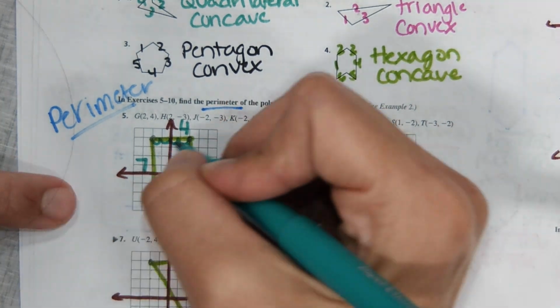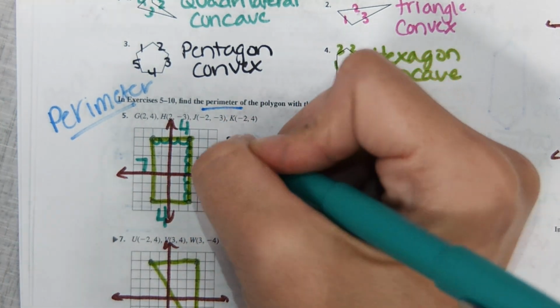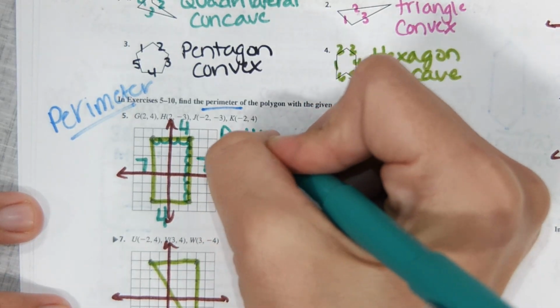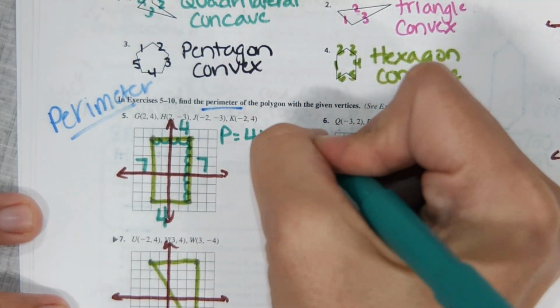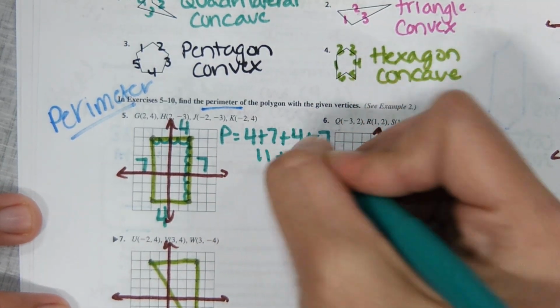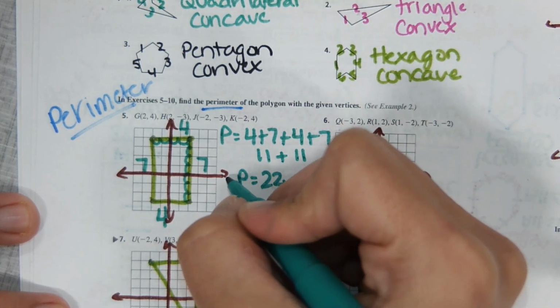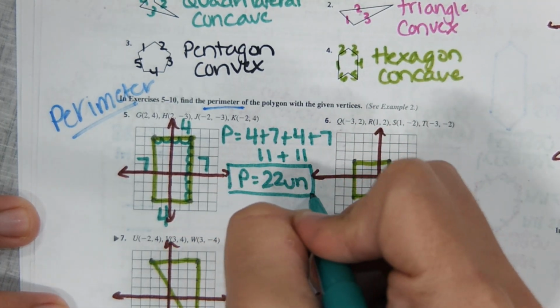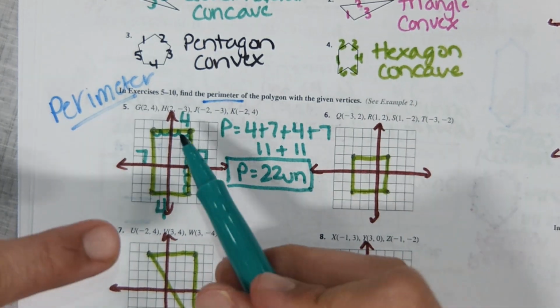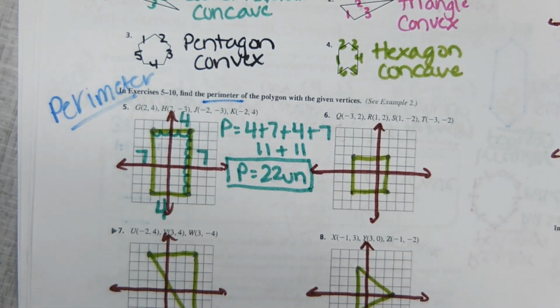And then to find the perimeter, we just add up all the side lengths. So perimeter is 4 plus 7 plus 4 plus 7. 11 plus 11 is 22 units. And that is all. It's just units, not units squared or anything, because it's just a length. So it's just units.